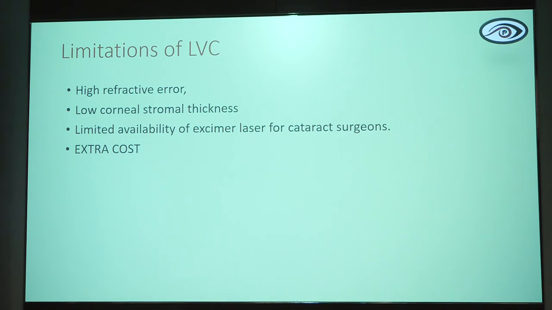So there are a lot of limitations even for laser refractive procedures. Because, see, most of us, I think, don't have a refractive machine, which is an extra cost. And in some patients with low corneal stromal thickness, you cannot do LVC.